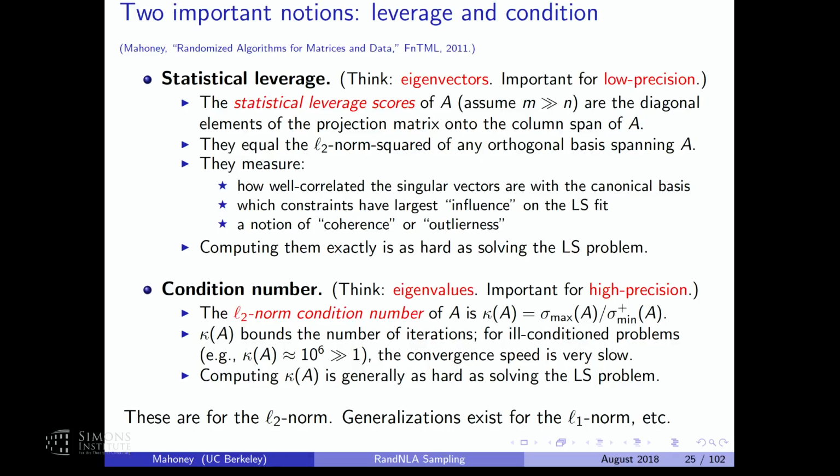One is, for low precision solutions, you need to capture something about the non-uniformity on the canonical axes. And for high precision solutions, you need to capture something about the aspect ratio of the quadratic well that's sort of implicitly there. Condition number is the ratio of max to min eigenvalue.